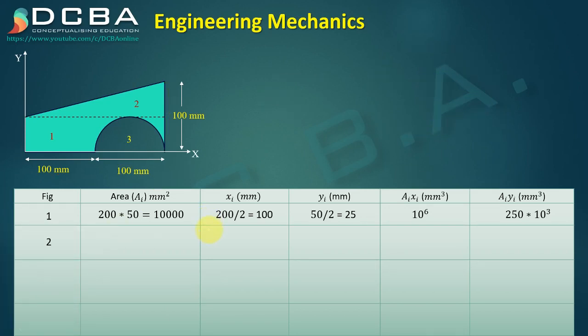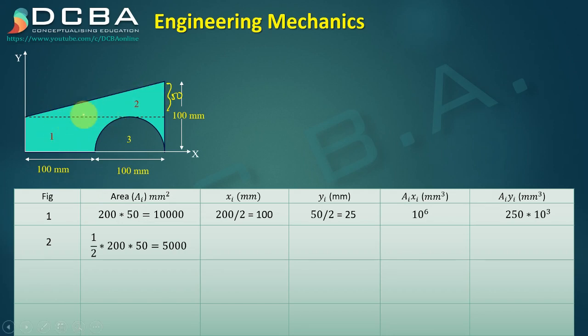The second shape is this triangle, which is half into base into height is the area. So base is 200, height is 50. So half into 200 into 50. Again, see, it is positive because these are additive areas. First and second area is additive.